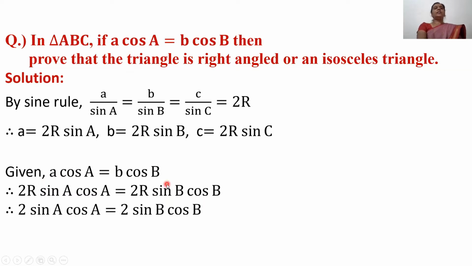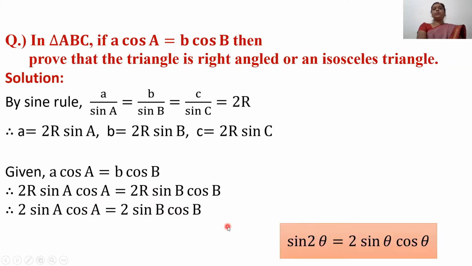Now, in the next step, you cancel this R with this R. You don't cancel this 2. We require that 2 in the next step. Only you cancel R from both sides. What remains? 2 sin A cos A is equal to 2 sin B cos B.